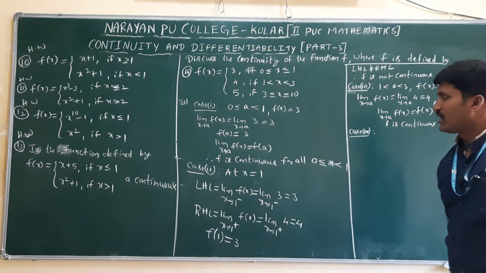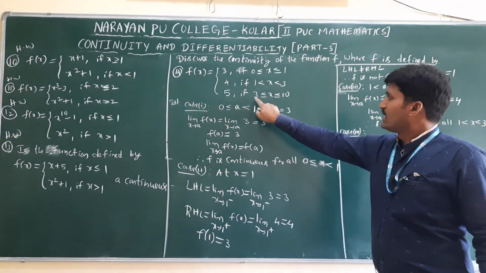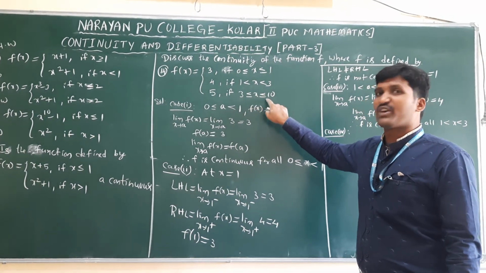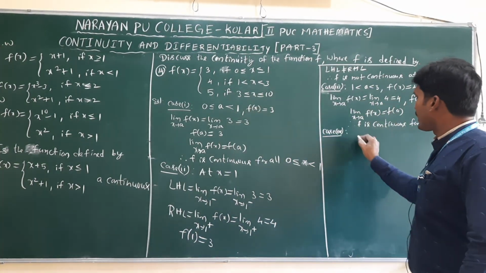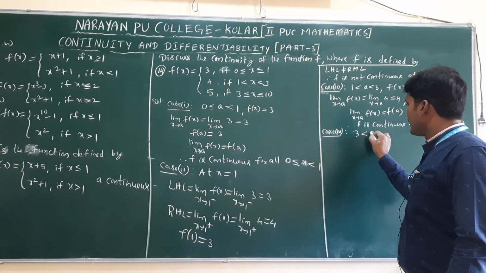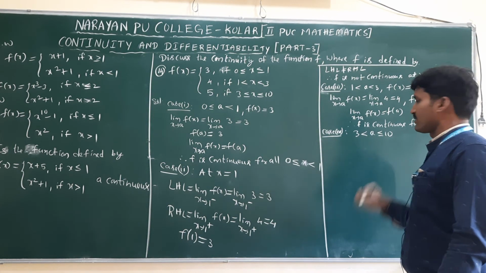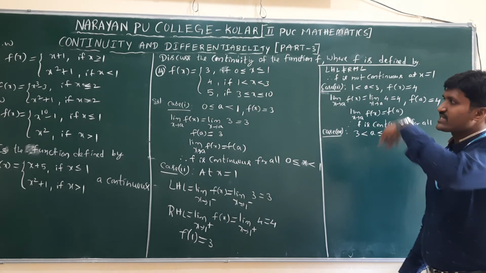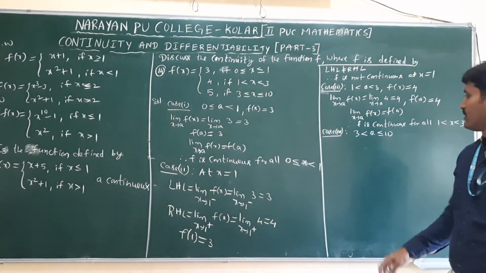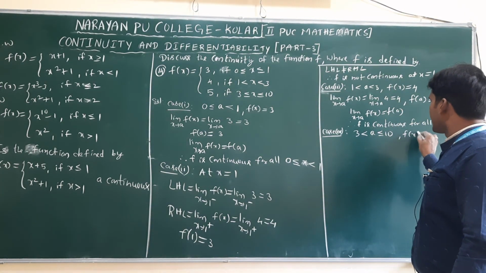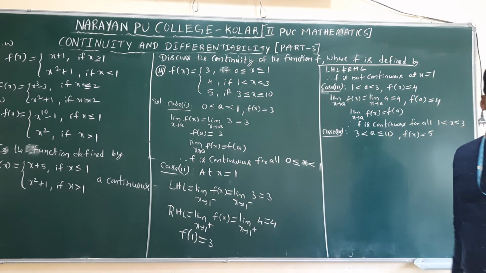Next, case 4. Case 4 is next: 3 less than x less than or equal to 10. Okay? Here what I am taking, 3 less than a less than or equal to 10. Next, x equal to 3 you can do at last, no problem. Here also we have a single function. What single function? F of x is equal to 5.